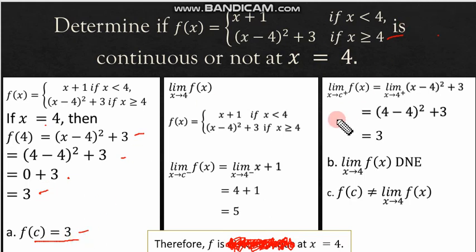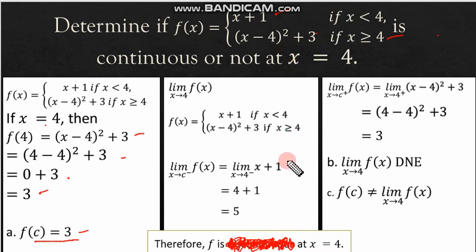Next is the limit of the function. Since this is a piecewise function, we have to determine the limit of the function at the left, and also the limit of the function to the right. So for the left, that's x is less than 4, which is x plus 1. And for the right, we will use the second equation because the x is greater than 4. So we will use (x minus 4) squared plus 3 for the limit at the right.